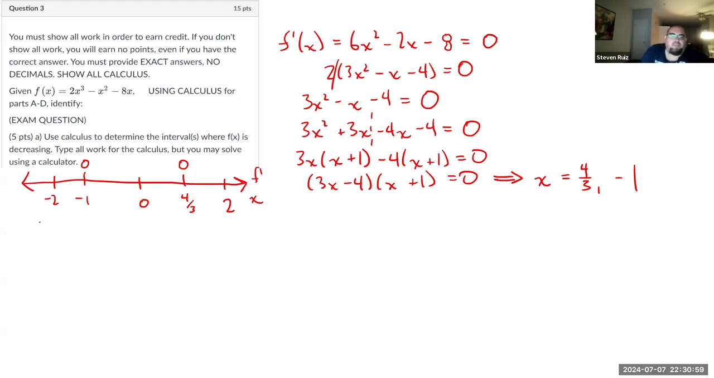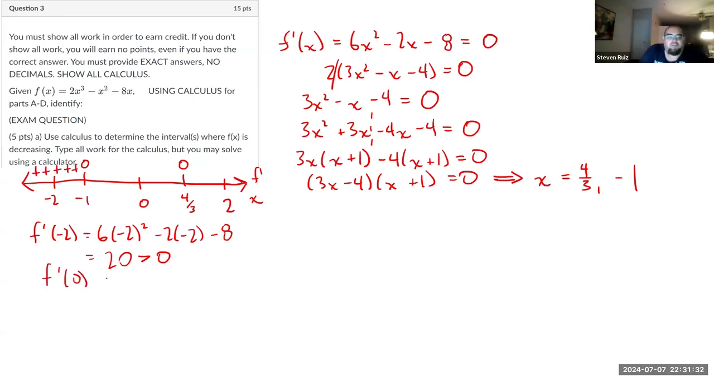Now we need to evaluate f prime of negative 2, which is 6 times negative 2 squared minus 2 times negative 2 minus 8. That's equal to 6 times 4, 24, plus 4, 28, minus 8, that's 20. Positive number. So what's happening to the left here? I have increases. What about f prime of 0? Very easy to evaluate. I get negative 8, less than 0. So I think I found some values where my function's decreasing.